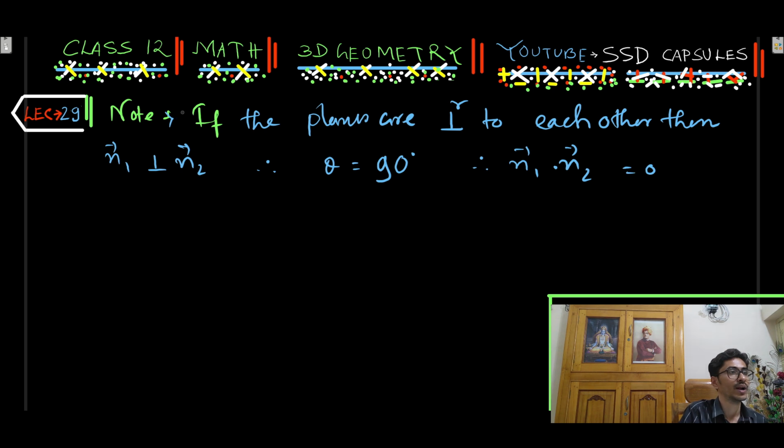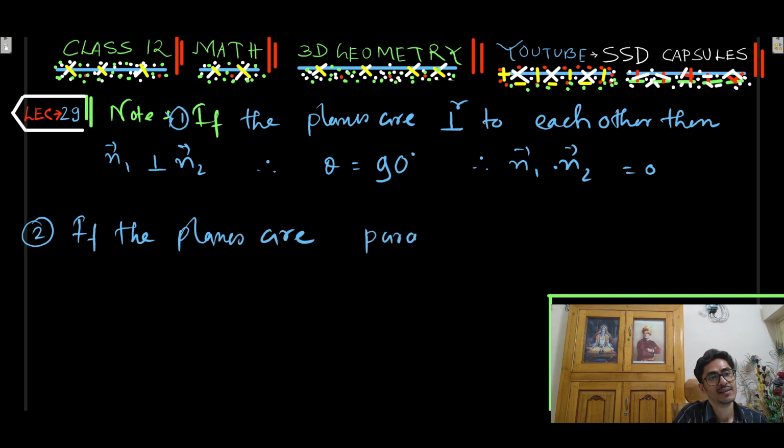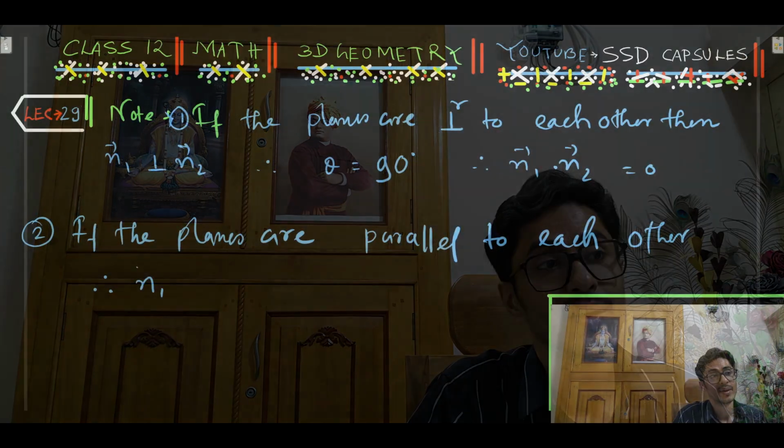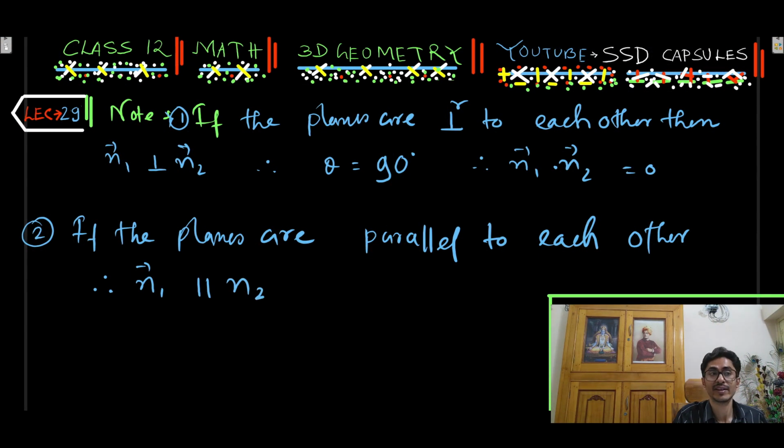Now if this is note 1, now note 2, if the planes are parallel to each other, then what will happen? If the planes are parallel to each other like this, then the respective normals to the planes like this, they are also parallel to each other. So we can say if the planes are parallel to each other, therefore the normals to the planes n1 vector must be parallel to n2 vector.